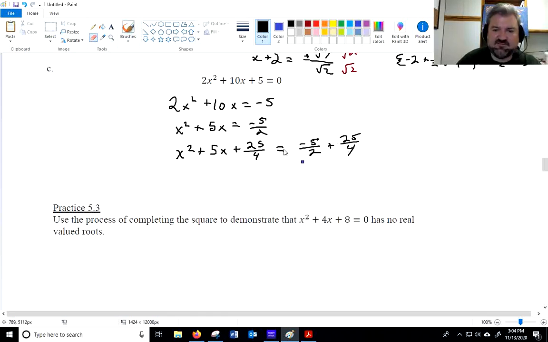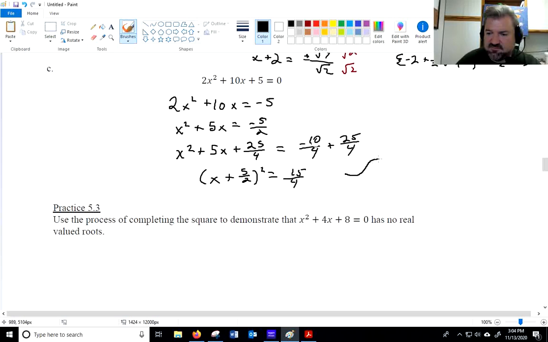Now I'm going to need to add those. So if you'll permit me, I'd like to get a common denominator here. I'm going to multiply the top and bottom by 2, okay? So that'll become a 4, and that'll become a 10. So this is a negative 10 over 4. This will factor as x plus, it better be half of that or the square root of that. Either way, it's 5 over 2 squared equals 15 over 4.